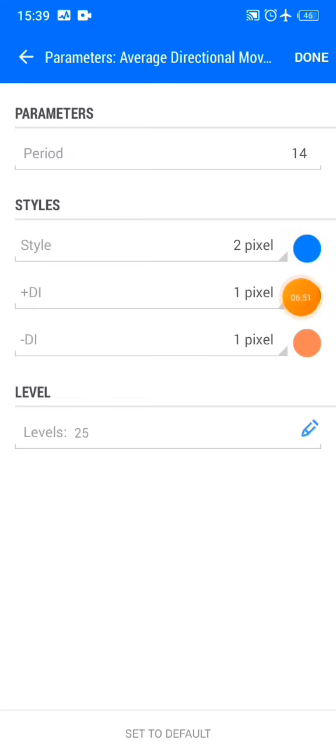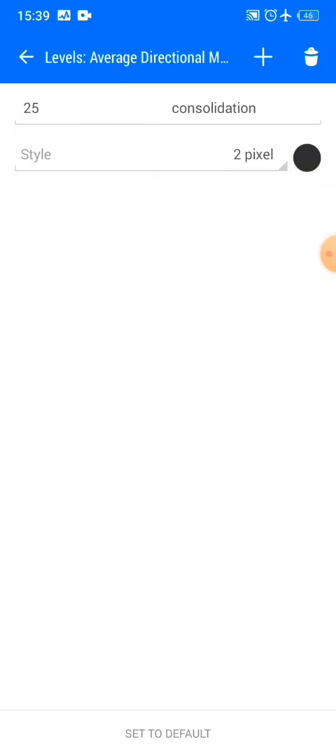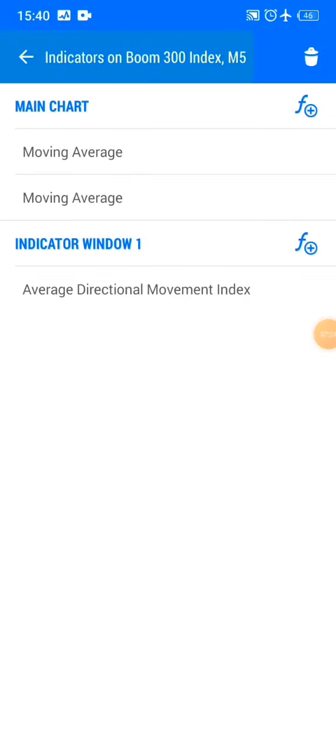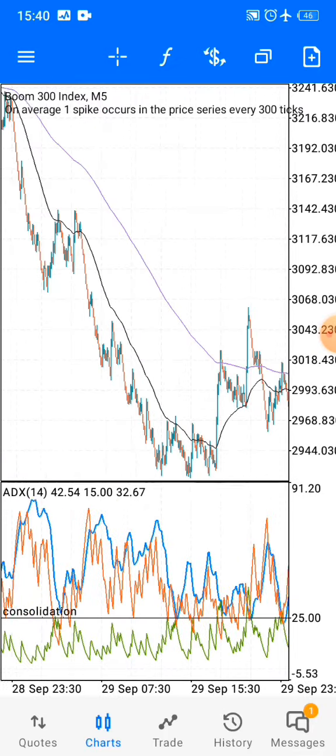The plus DI is green and the negative DI is red. Let me change this to a deeper red. Then shift these pixels to 1 pixel and 1 pixel to make your charts clearer, so that you can see everything more clearly. And then for the levels here, we're going to be adding level 25 and add the description consolidation. Then shift this to 2 pixels and choose a darker color which you can be able to see. Then click done. So after you're done setting up all your indicators, it should look something like this.